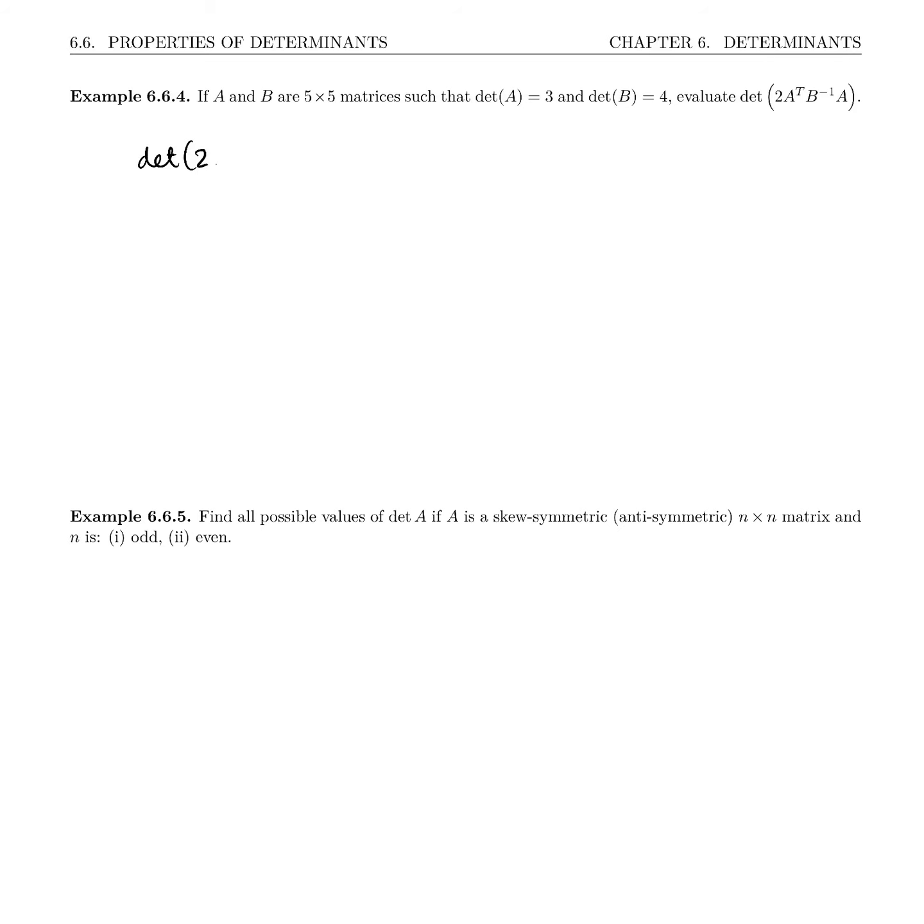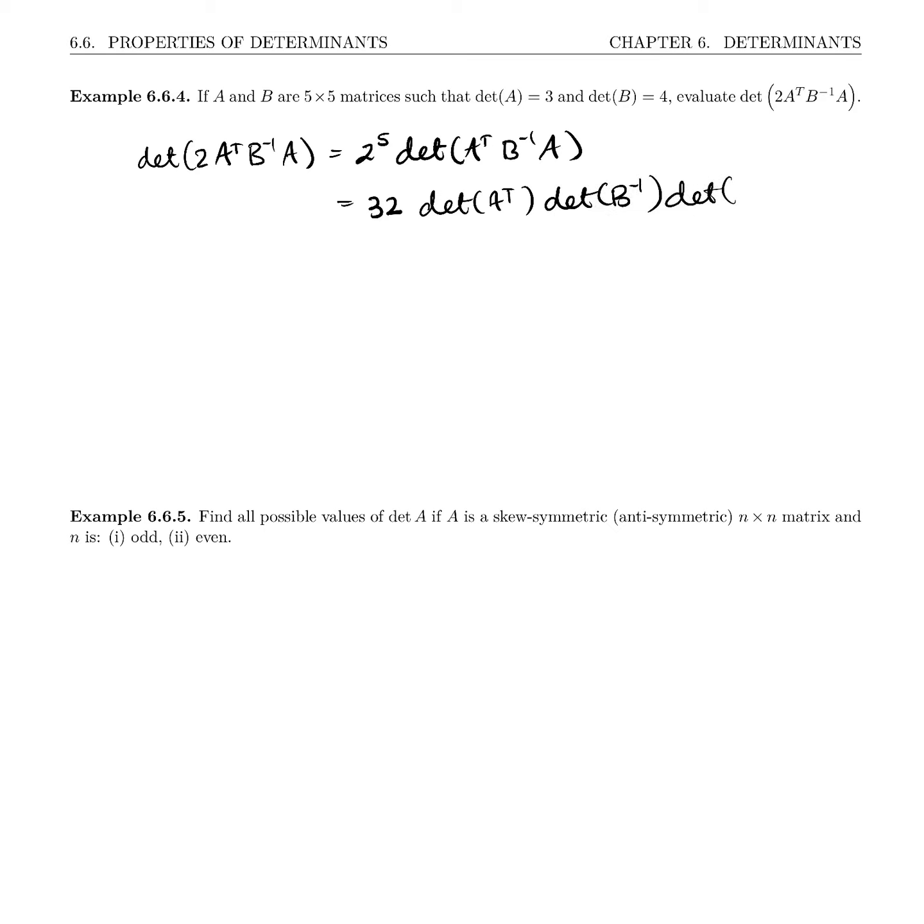So the determinant of 2A transpose B inverse A, the first thing we can do is pull out this constant, but we can do that only if we raise it to the power of the size of the matrix. So that's 2 to the 5 times the determinant of A transpose B inverse A. Now 2 to the 5 is 32, and then we can use a property of determinants that if we have a product, we can split up that determinant as the product of determinants.